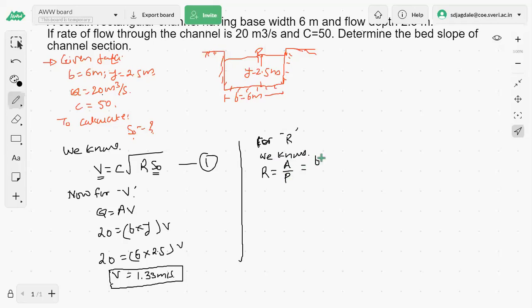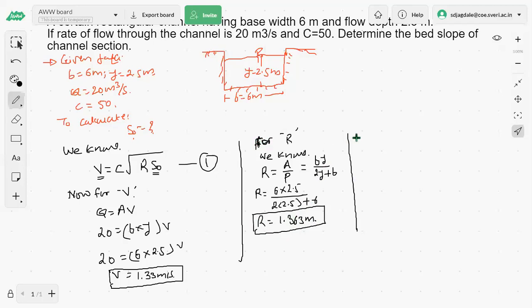So wetted area will be B into Y divided by wetted perimeter, which will be 2Y plus B. 2 into Y plus B, that is R is equal to B as 6, Y as 2.5, divided by 2 into Y as 2.5 plus 6. That is R is equal to how many meters? 1.363 meters. Is it correct? 1.363 meters. Yes, sir.